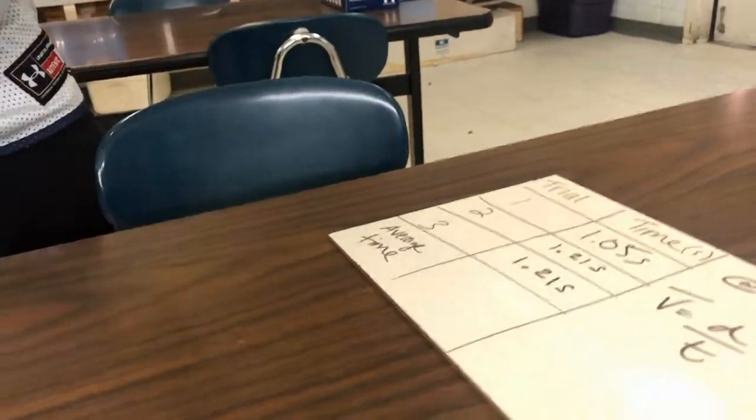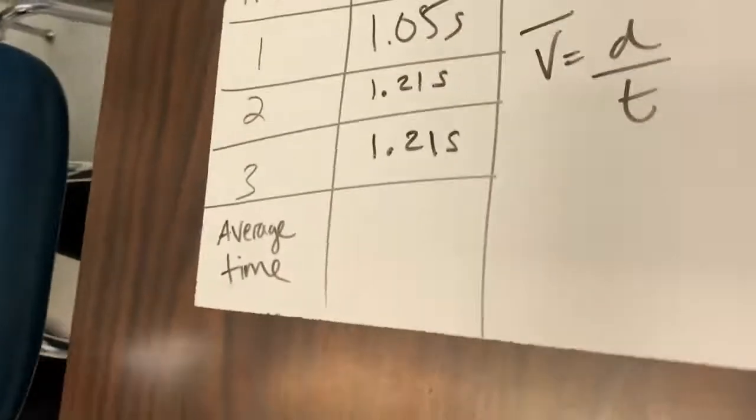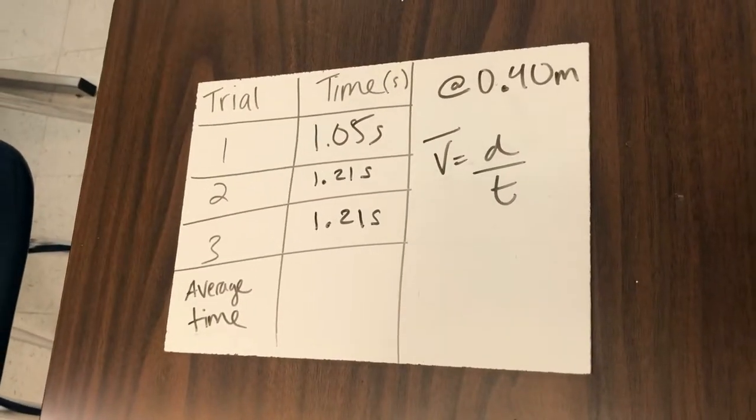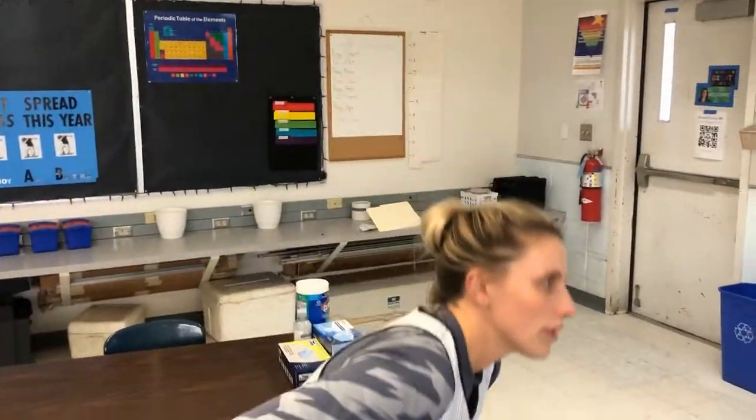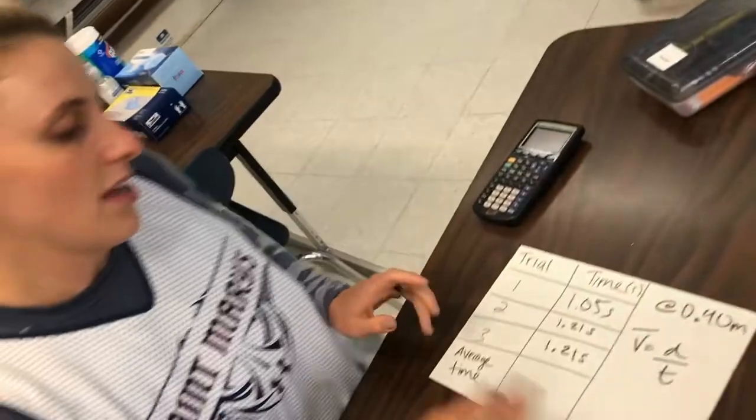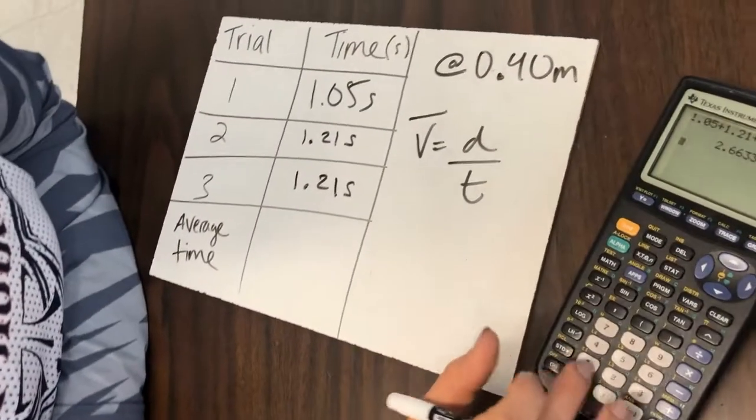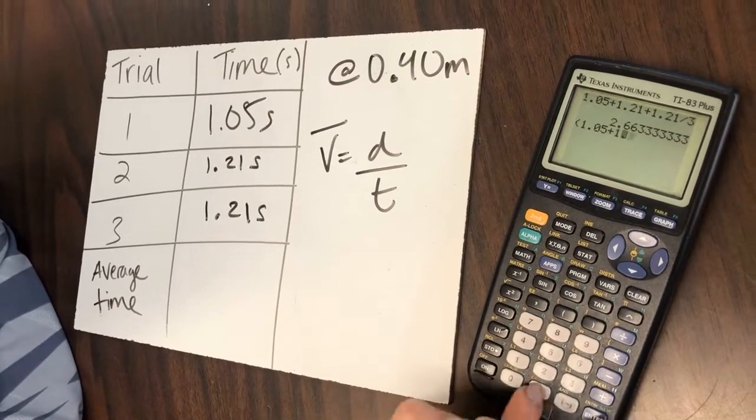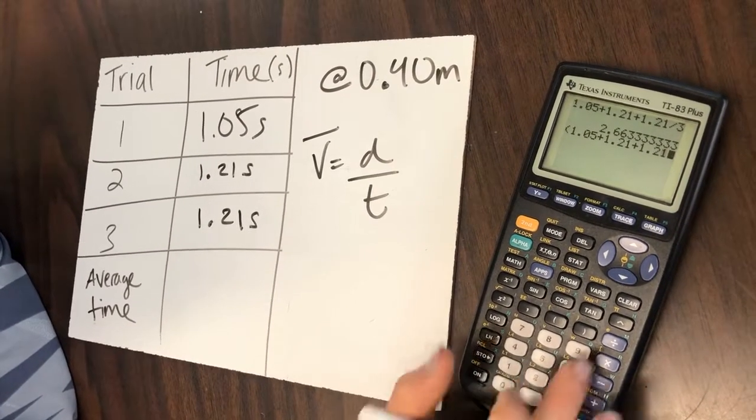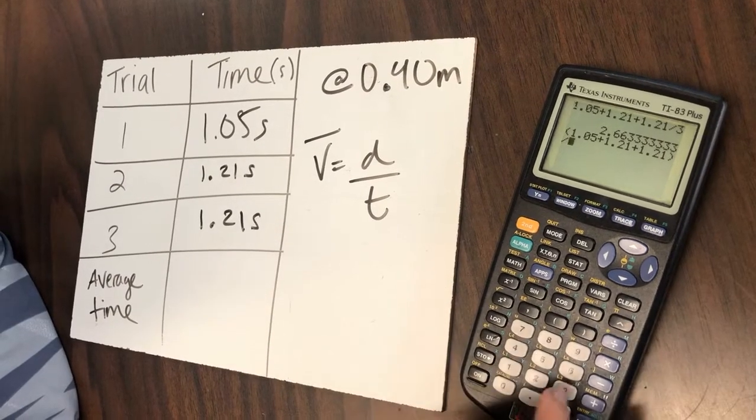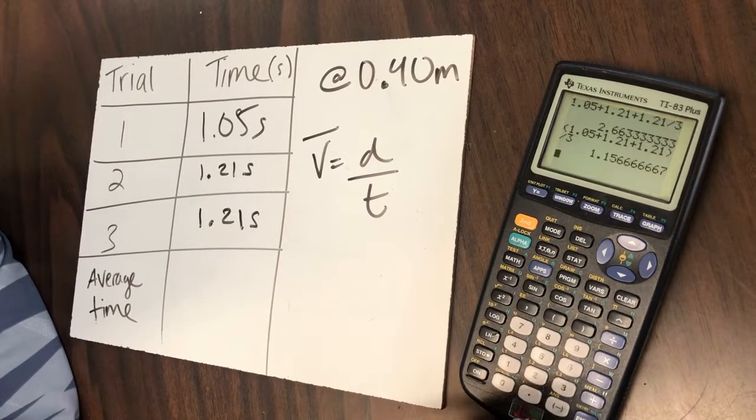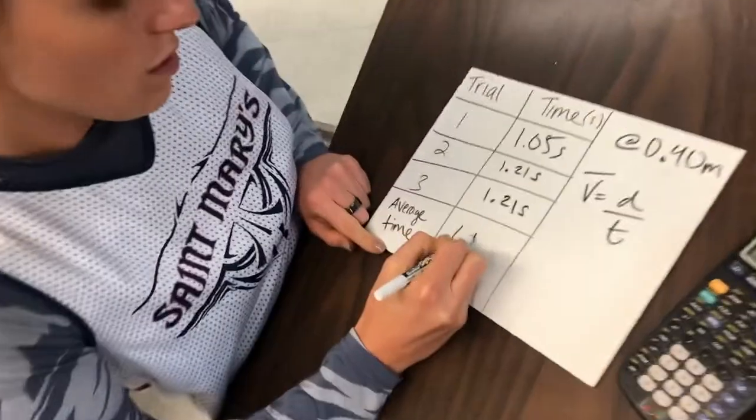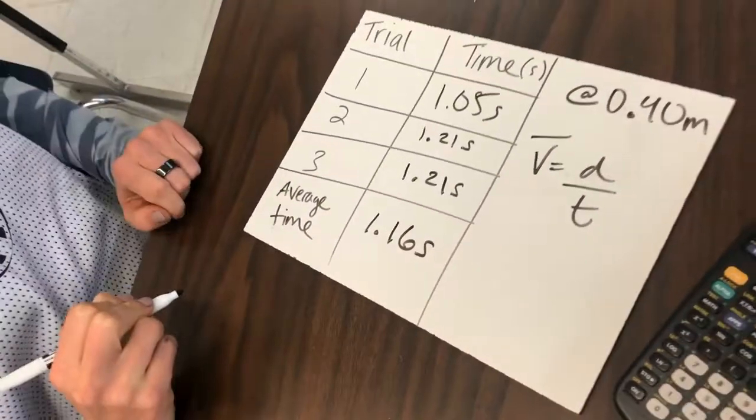1.21 seconds. What are we supposed to do next? Next thing we are going to do is find the average time. How do you find the average of anything? Well, we're going to add them all up and divide by the number of things that we have. Oh, okay. I'm going to go ahead and plug this in. Parentheses. 1.05 plus 1.21 plus 1.21. And then I'm going to divide that by, how many numbers do we have? 3. Boom. We're going to call it 1.16. So the average time was 1.16.